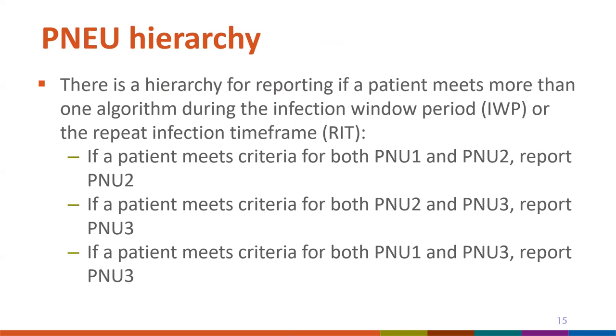When reporting a new event, there is a hierarchy for reporting if more than 1 new event is met during the IWP or the RIT. The reason for the reporting hierarchy is that pathogens cannot be reported for new 1 events in the NHSN application. So in order to report pathogens for a new event, you must upgrade the event in the application to new 2 or new 3.